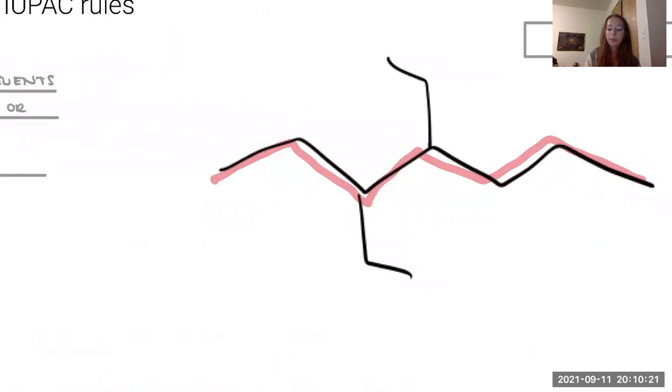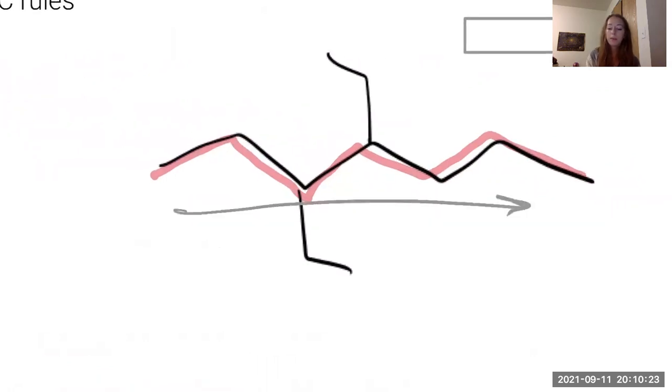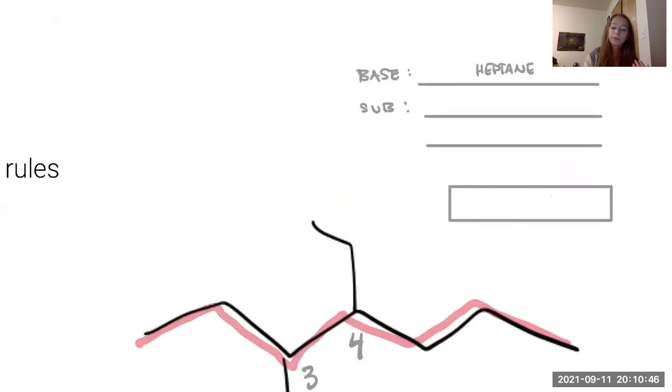So here, if we went this way, it would be 1, 2, 3, 4. Those are the two substituents in our name. But if we went the other way, and started over here as 1, this would be 1, 2, 3, 4, 5. Those are bigger numbers, so we're not going to go that way. We're going to go this way: 3, 4. So our substituents are going to be 3-ethyl, 4-ethyl. And we put that all together, we get 3,4-diethyl heptane.